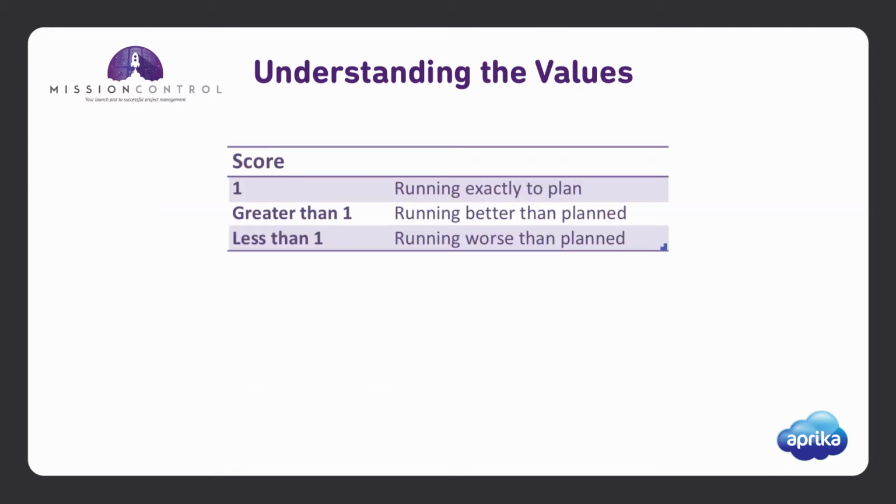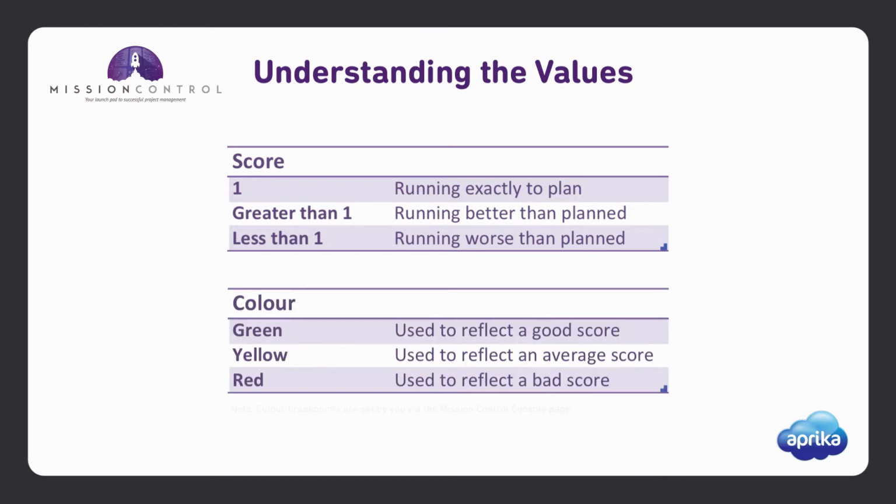When looking at the dashboard scores, it is good to know that a score of 1 indicates that the projects are running exactly as planned. Scores greater than 1 mean that they are performing better than planned, and scores less than 1 mean that they are performing worse than planned. The colours of red, green and yellow are assigned to reflect good and bad scores and in between, based on the breakpoints that you set on the Mission Control console page. Let's take a look at what each of the scores means and how they are calculated.